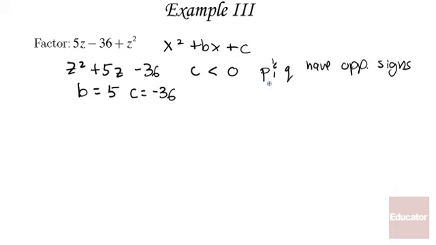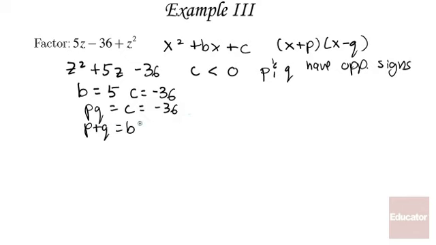This is going to end up in the general form, x plus p, x minus q, where there are opposite signs for p and q. I'm remembering my rules: p times q equals c, and here it equals negative 36. And my other rule, p plus q equals b, which equals 5. So now I have to make my list of factors of negative 36.